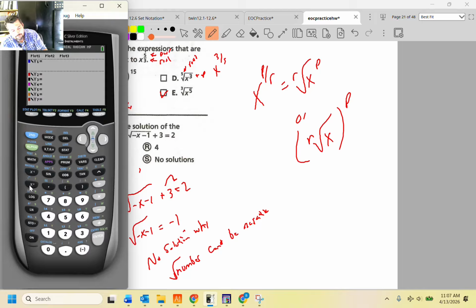You could type square root of negative x minus 1, arrow out, plus 3, put a 2 on the right-hand side, do a Zoom 6 as you were trained, and here comes the square root function, and there comes 2, and they don't intersect. There's no solutions.